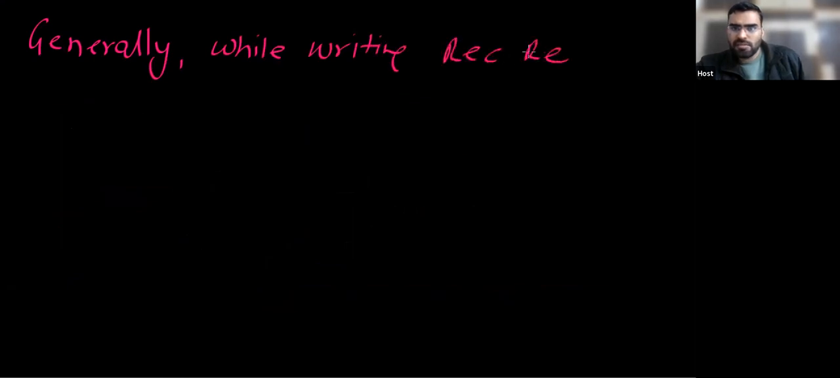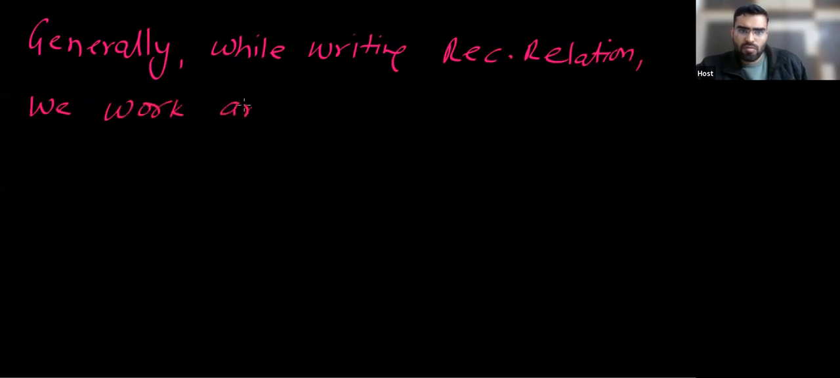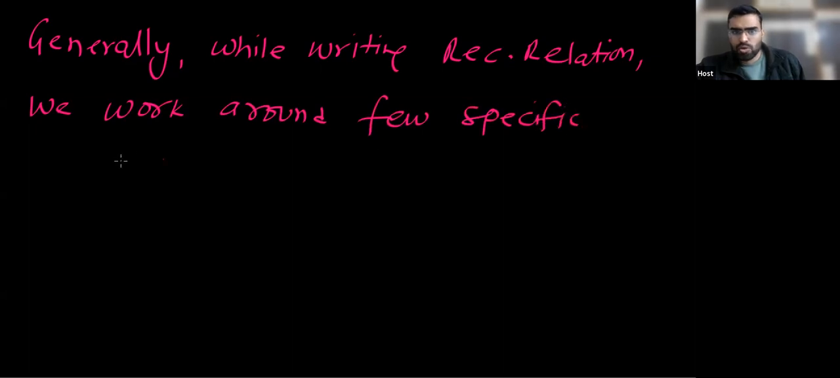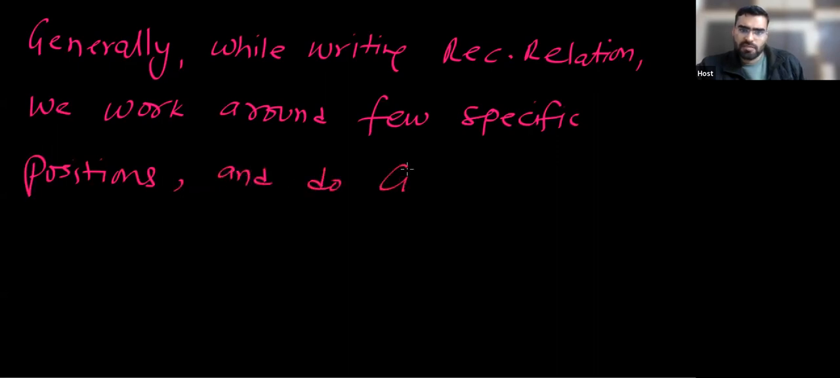Generally, while writing recurrence relation, what happens? We work around some one or two positions. Yes or no? We work around a few specific positions, and do complete analysis.